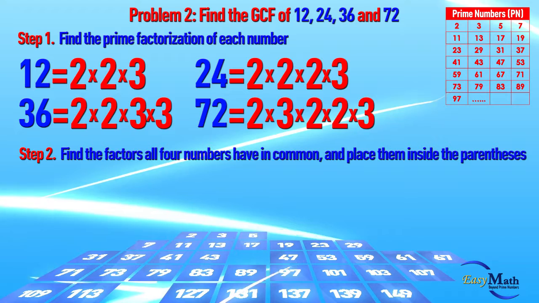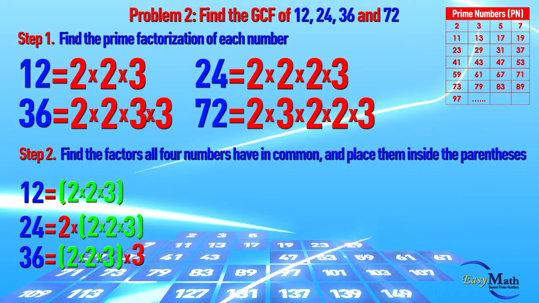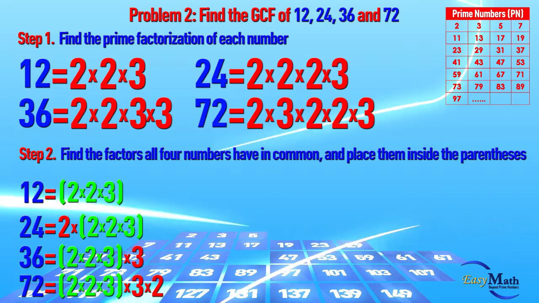Step 2. Find the factors all four numbers have in common and place them inside the parentheses. 12 equals the grouping 2 times 2 times 3. 24 equals 2 times the group 2 times 2 times 3. 36 equals the group 2 times 2 times 3 times 3. 72 equals the group 2 times 2 times 3 times 3 times 2.